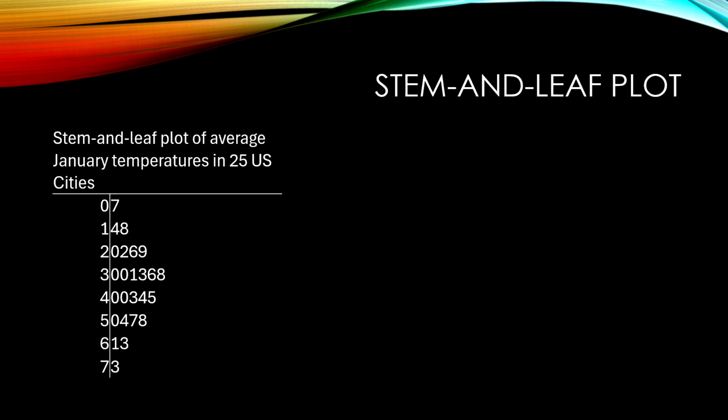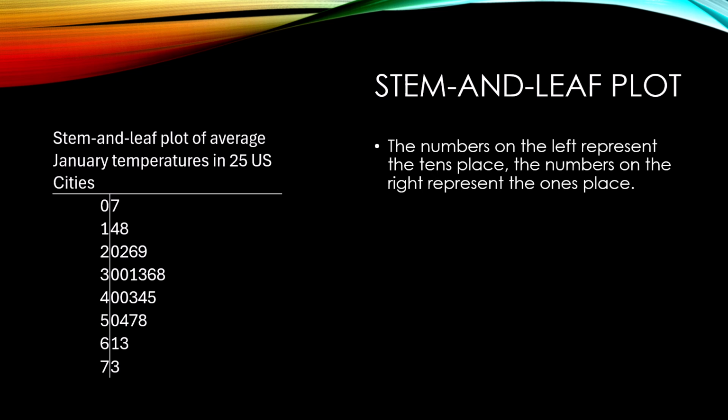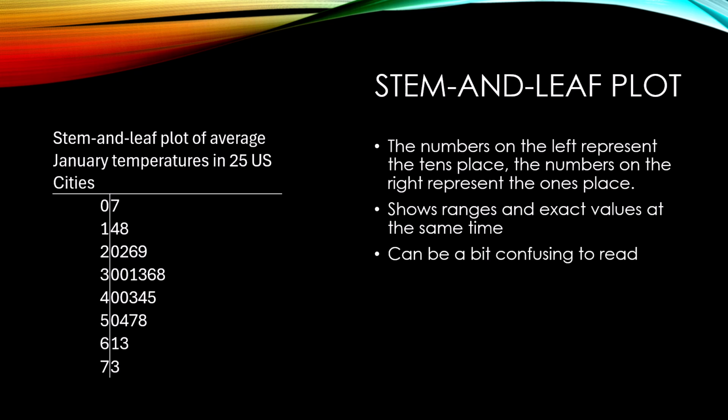One of them is with a stem and leaf plot. With a stem and leaf plot, the bins are the tens. So let's talk about what this means. The numbers on the left represent the tens place, and the numbers on the right represent the ones place. This is actually the same data as in the last dot plot. So this can show ranges and exact values at the same time, but it can be a little bit confusing to read. Let me make sure we know what each piece means.